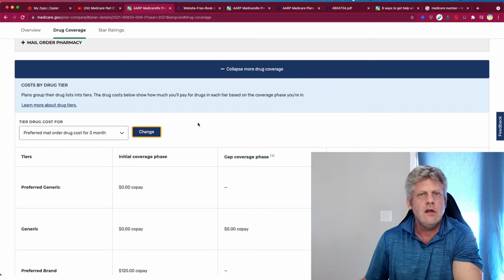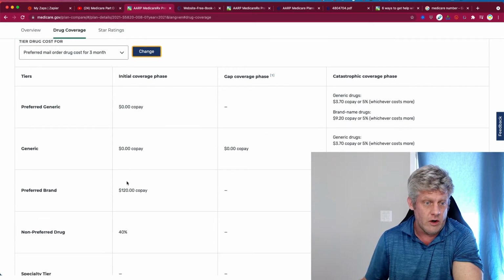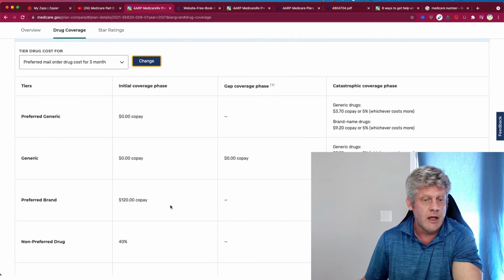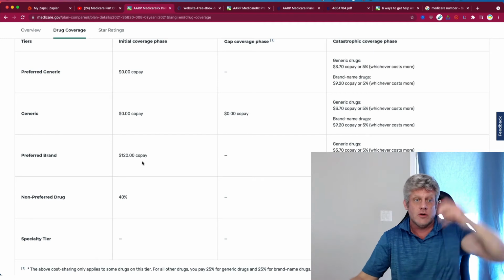Now, if you decided to get the mail order, preferred mail order, which for those kind of maintenance drugs, I would highly consider doing that. Look at this. Not only are preferred generics free, generics tier 2s are $0. All right, and that's for a 90-day supply, 3-month supply. The Symbicort, that's going to be $120 for a 90-day supply. So that's a tier 3.